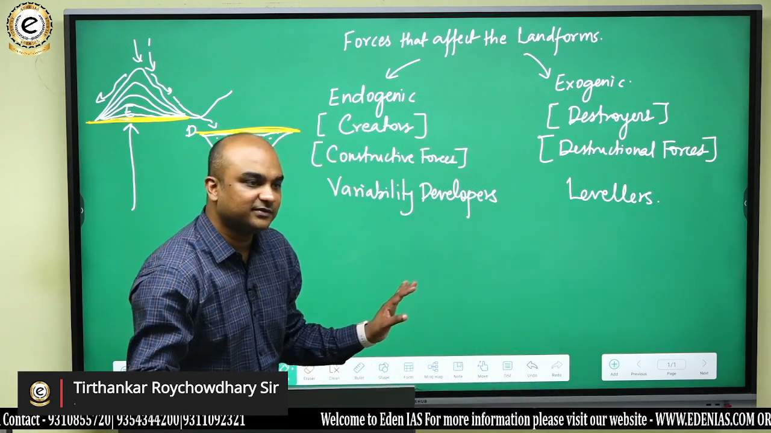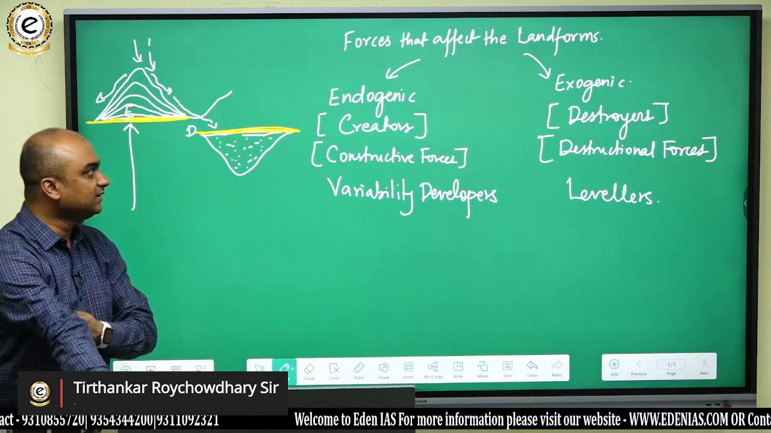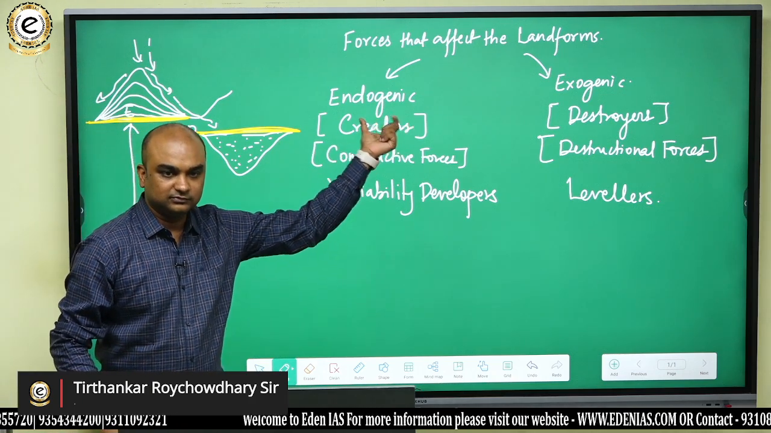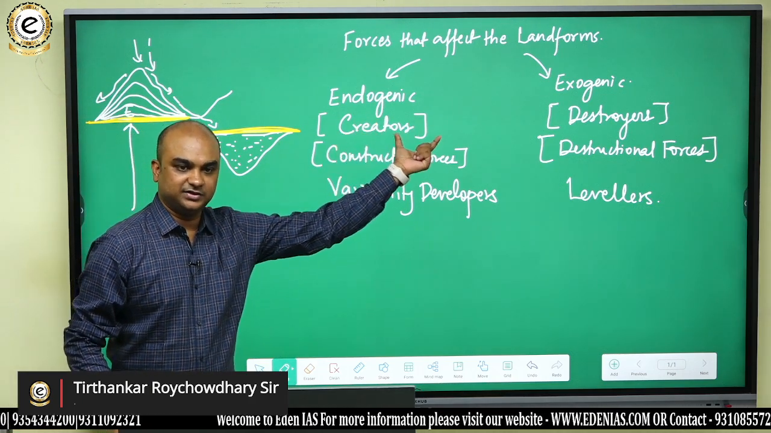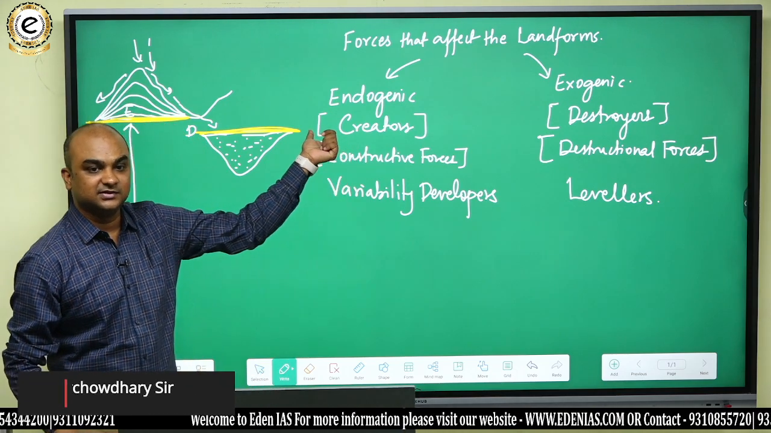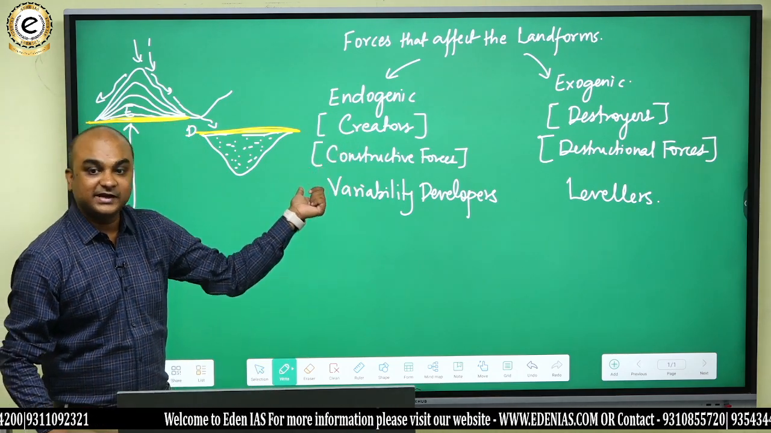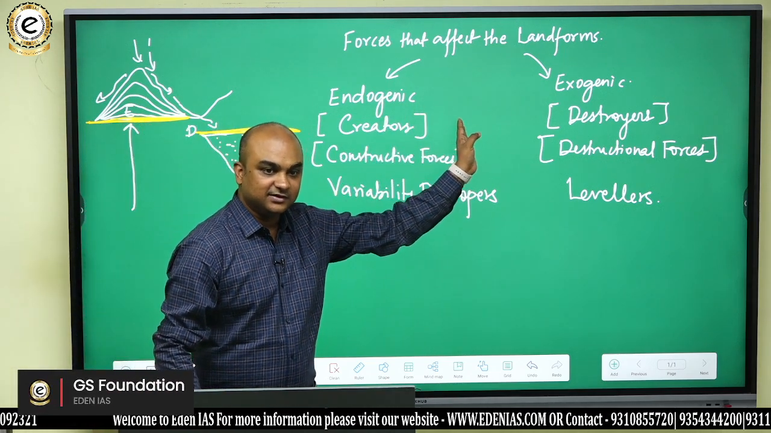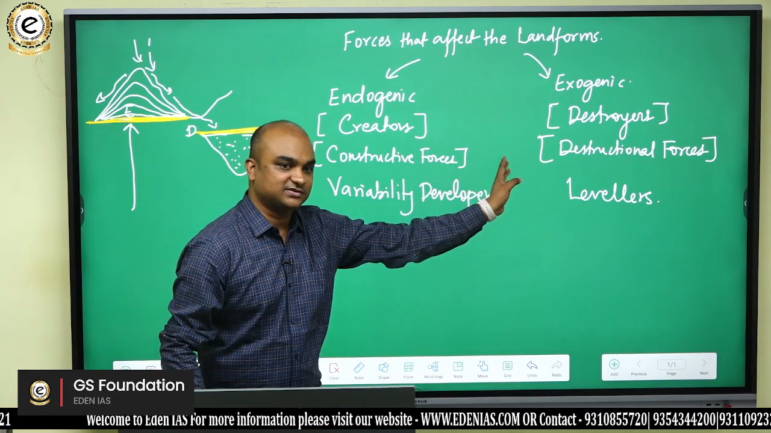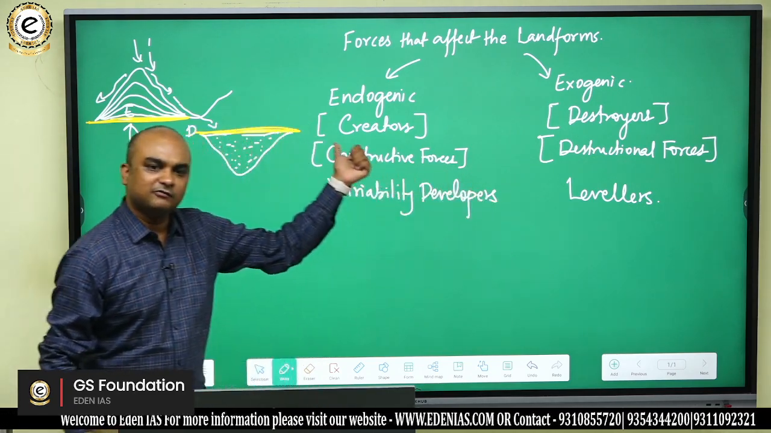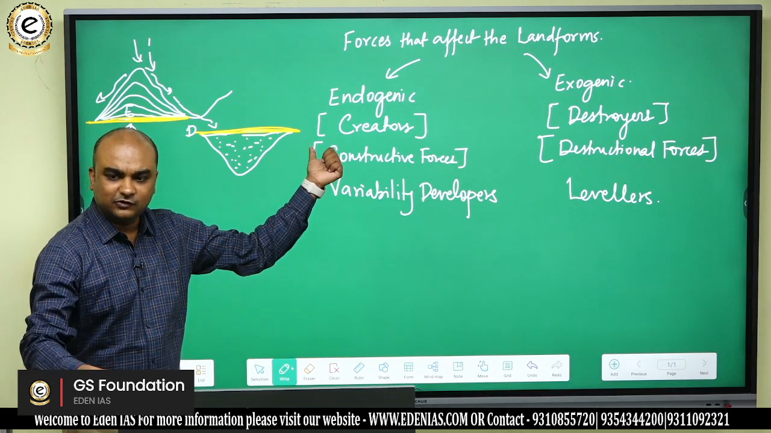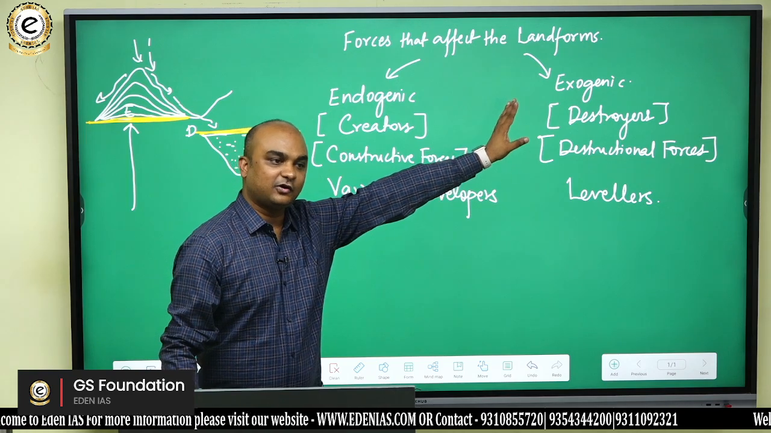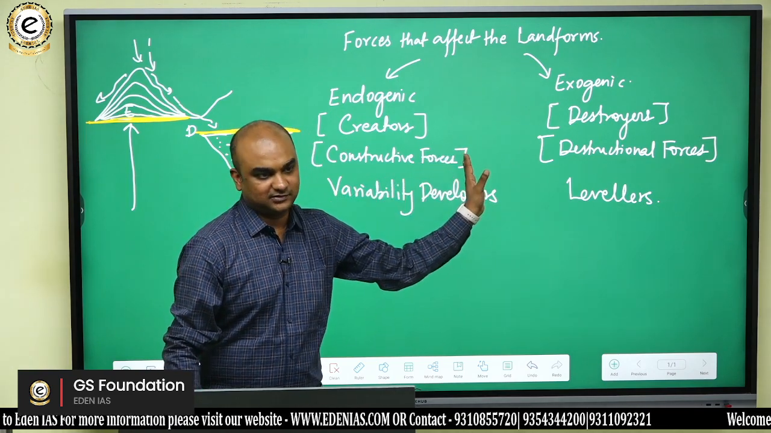Is it clear up to here? Listen carefully once. There are two sets of forces that impact any landform: endogenetic and exogenetic. Endogenetic are creators, constructive forces, variability developers, whereas exogenetic forces are destroyers, destructional forces or levelers. From where do the endogenetic forces come? From the Earth's interior, whereas where do exogenetic forces come from? From the Earth's atmosphere. Got it?